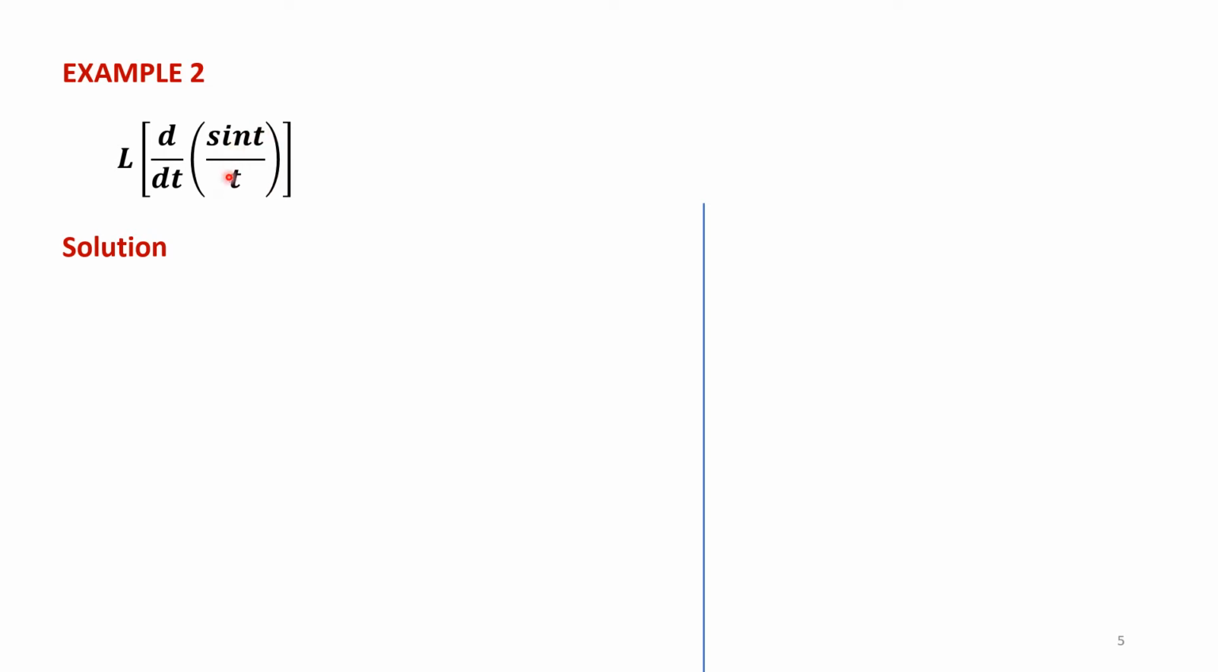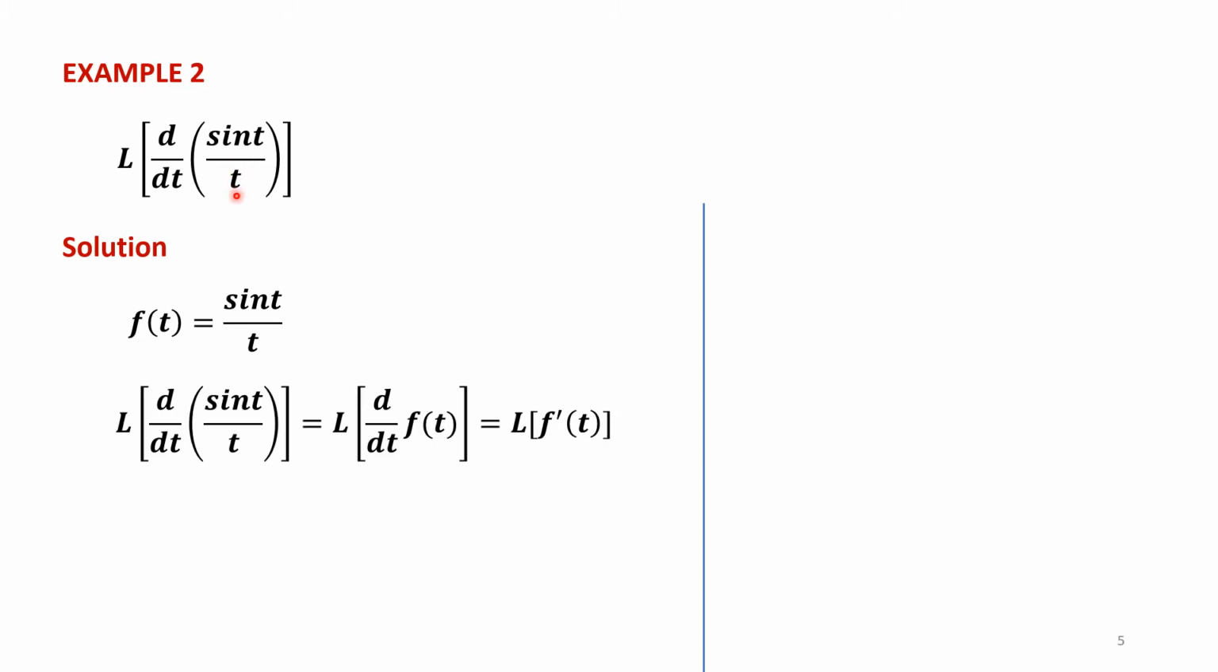The derivative of sin t by t is to be calculated. So if I take f of t as sin t by t, then our aim is to calculate L of f dash of t, because d by dt of f of t becomes f dash of t.